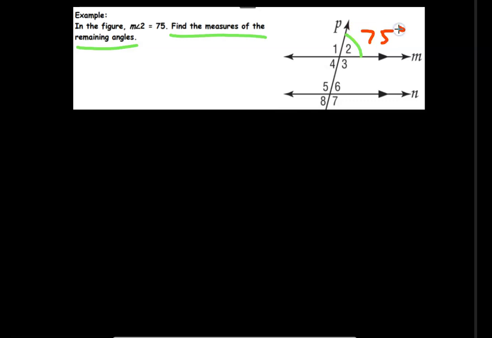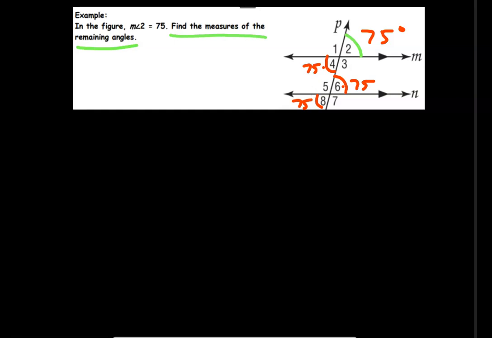Now what we know is, if angle 2 is 75, angle 4 is 75 because they are vertical angles. And also we know angle 6 has to be 75 because these two are alternate interior angles. If that's 75, angle 8 is 75 because 6 and 8 are vertical angles. So that's all the ones at 75.